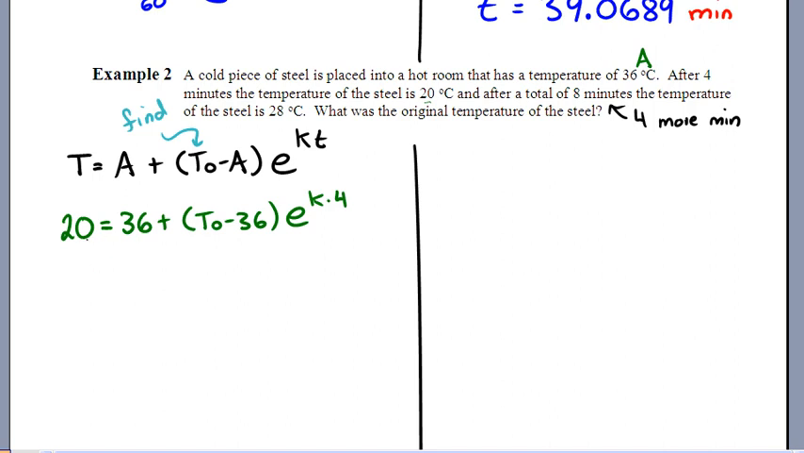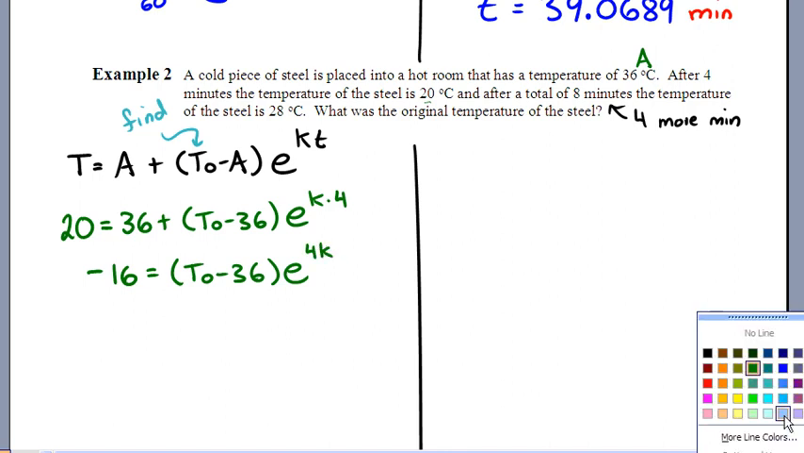I'm going to move this 36 by subtracting. So I'll have negative 16, that's okay, is equal to T naught minus 36 e to the, it just feels so much better to say 4k. I'm just going to call that equation number 1.